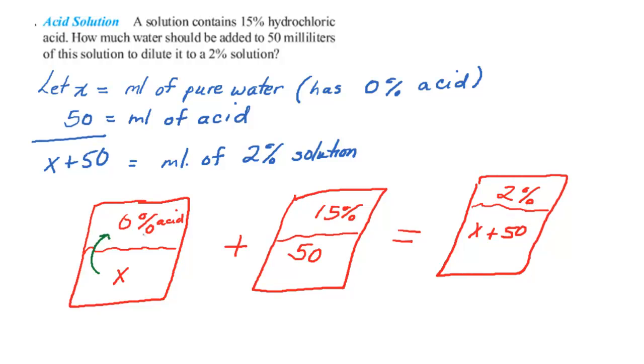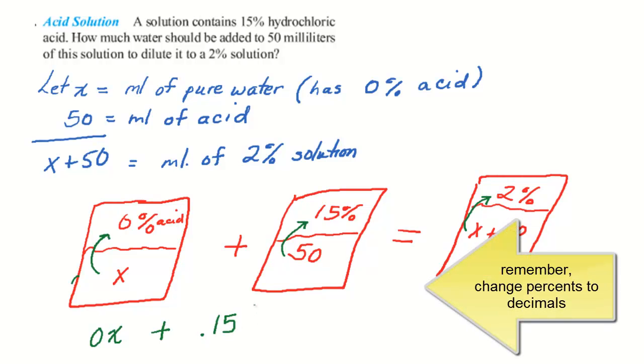Now to write the equation, we're going to look at how much acid is in each beaker. And so we're going to use the percent and multiply times the amount of liquid in the beaker. Now remember that when we use percents, we want to change them to decimals to multiply. So the 15% becomes 0.15, and we're going to multiply that times 50.